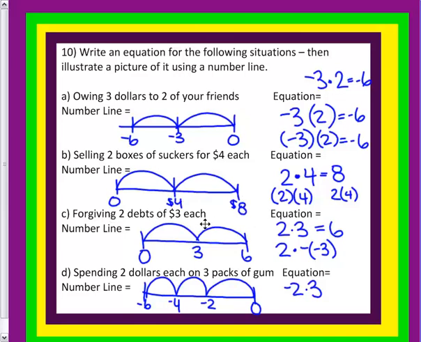Forgiving 2 debts of $3 each would be like taking a debt away, which is a positive. So 2 times 3 is 6. So 1 jump of 3, another jump of 3 to make 6. Spending $2 on each of 3 packs of gum. For this one, it would be $2, but it's a negative times 3 packs of gum. So I'm going 1 pack of gum, $2, or -2, excuse me. 2 packs of gum, -4. 3 packs of gum, -6.